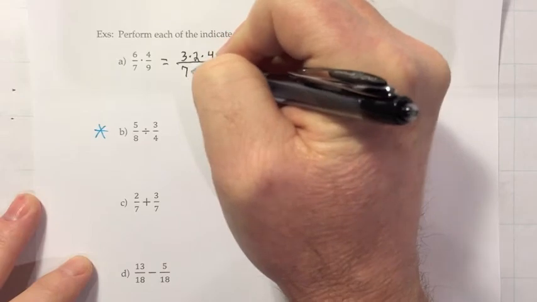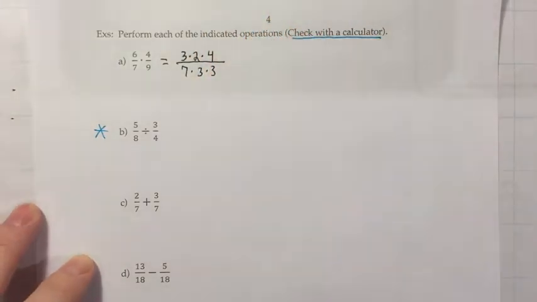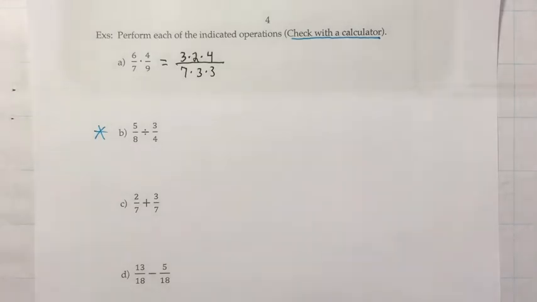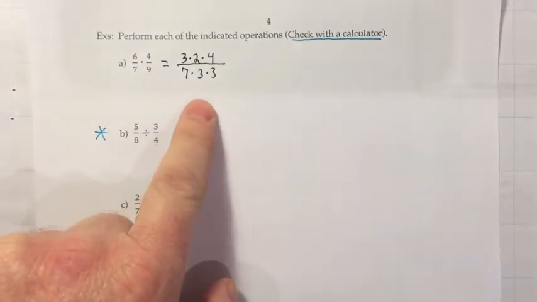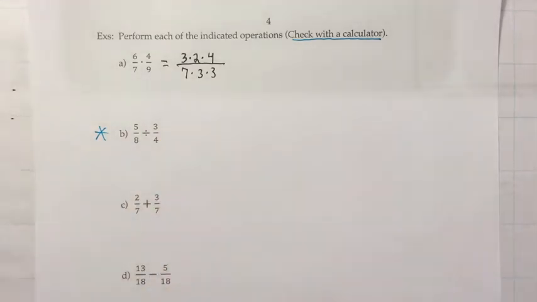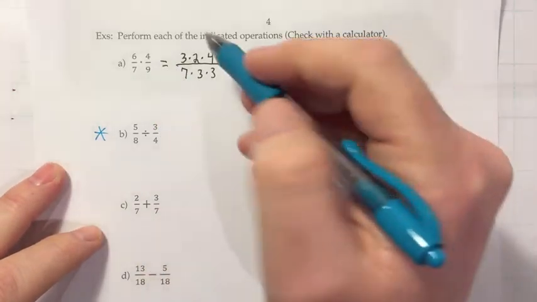7 is already prime, and the 9 is 3 times 3. So technically, I've already finished the multiplication problem on this because I've gone from one fraction times another to now I just have a single fraction, and it's all connected by multiplication straight across. But I haven't carried it out, which means I haven't simplified yet.